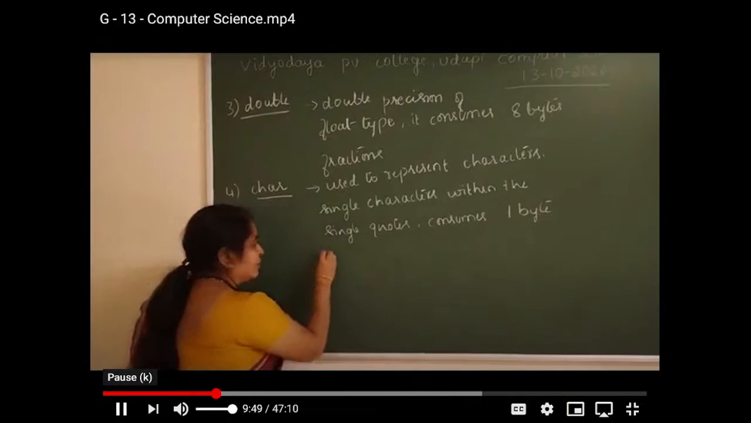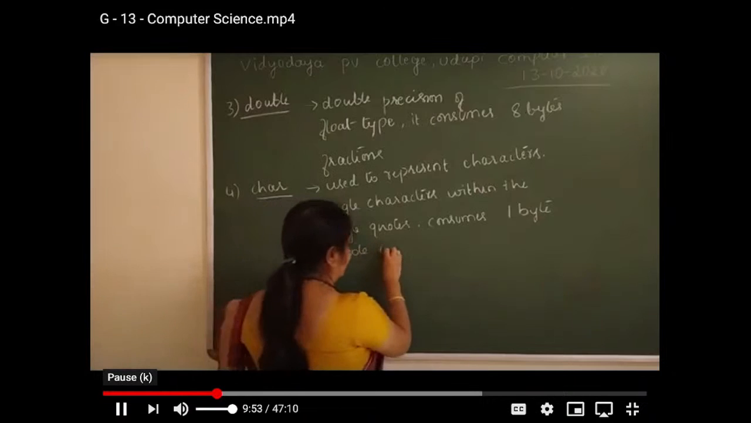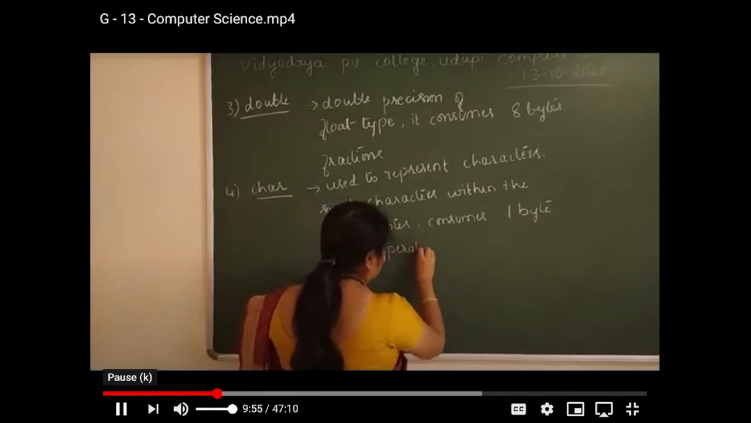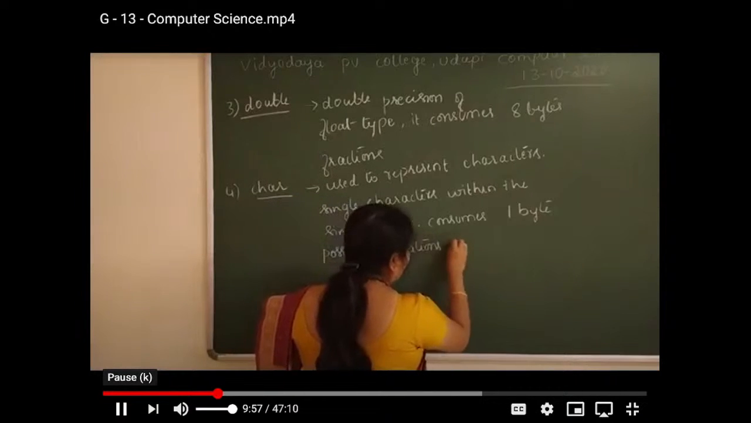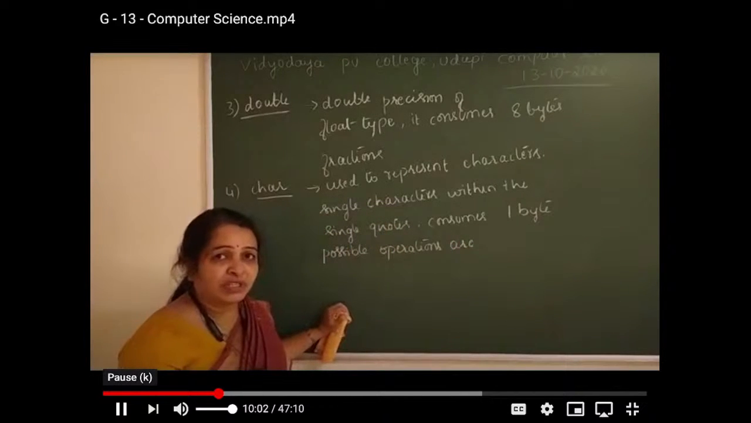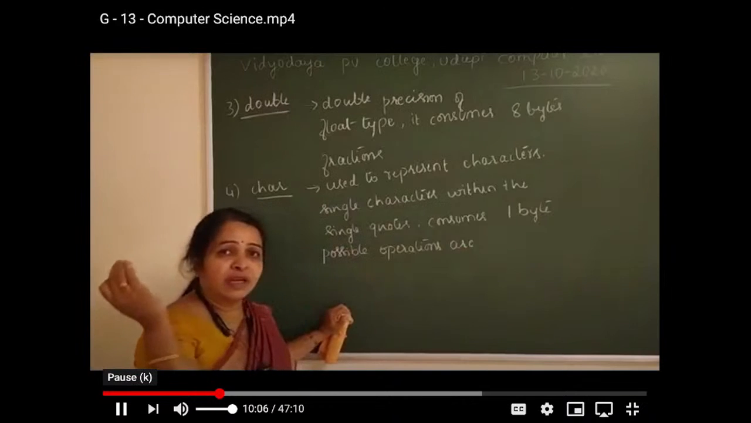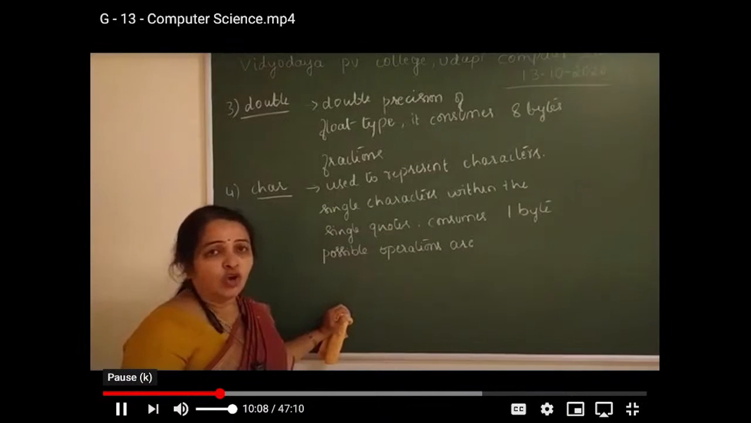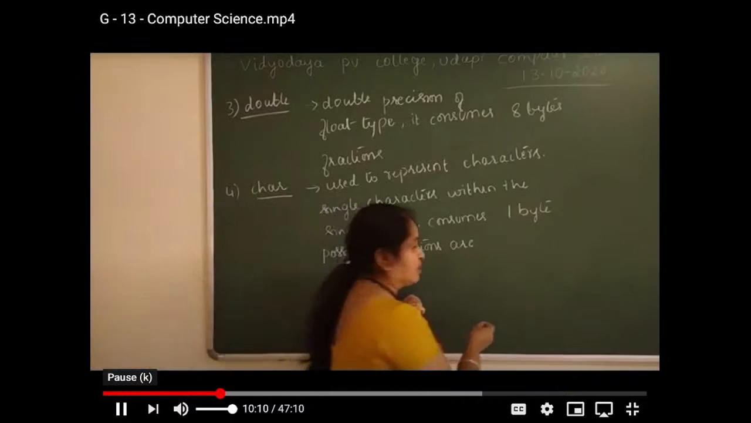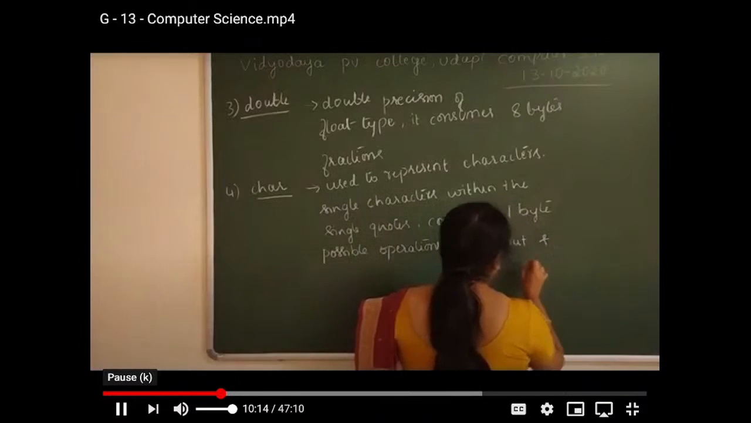Clear? Then with a character data type, what are the possible operations? You only can tell. We can either input the data or we can take the output. Correct? So the possible operations are input and output.